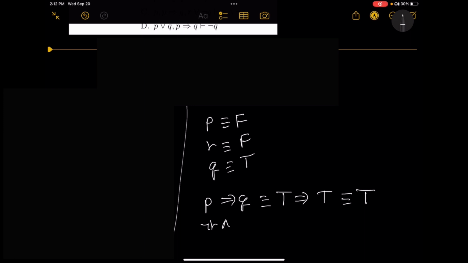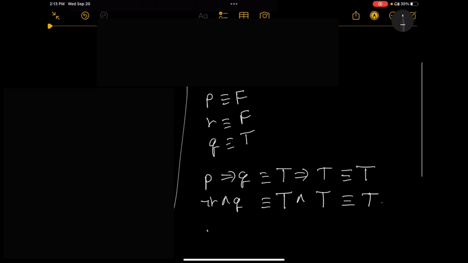Negation of r and q. What is it? Negation of r: r is false, therefore negation of r is true. And q, what is q? Q is true. True and true is true. Therefore, all of the premises are true.